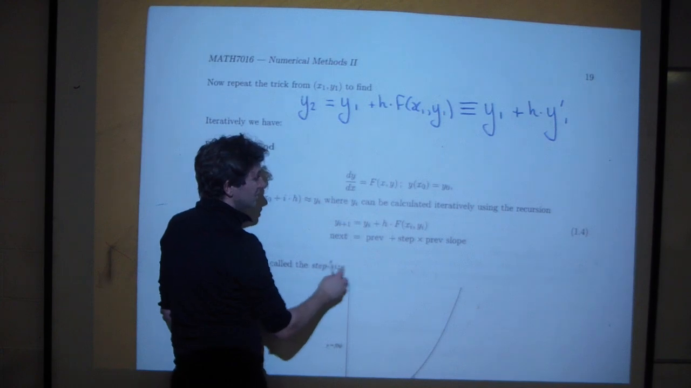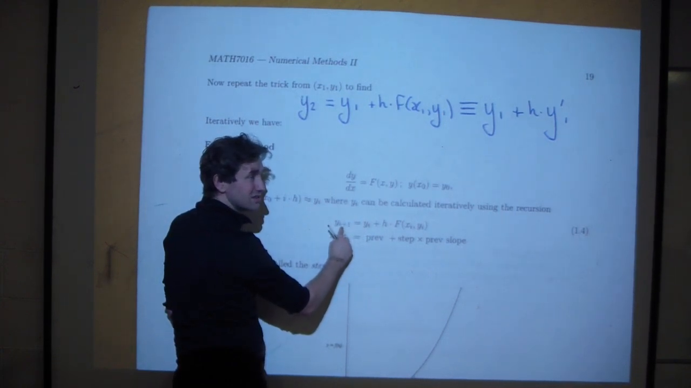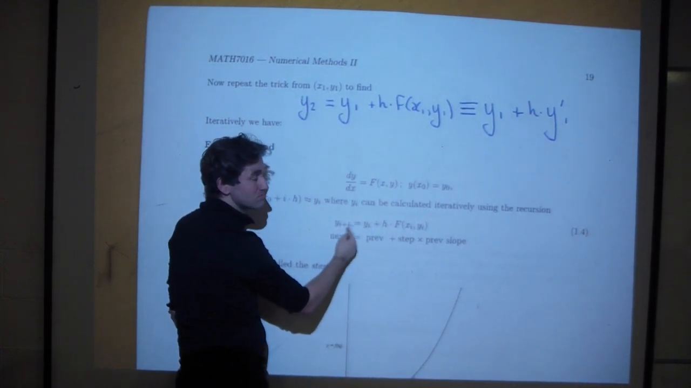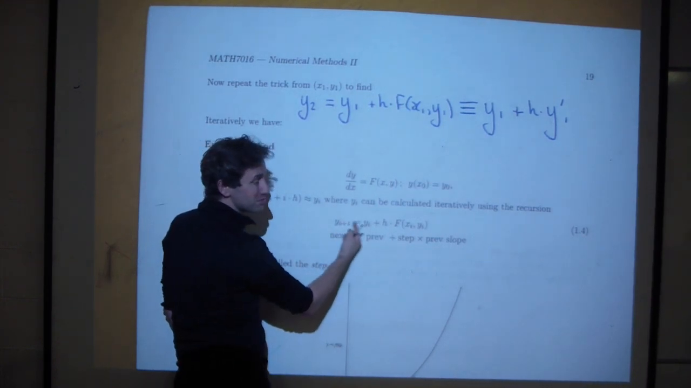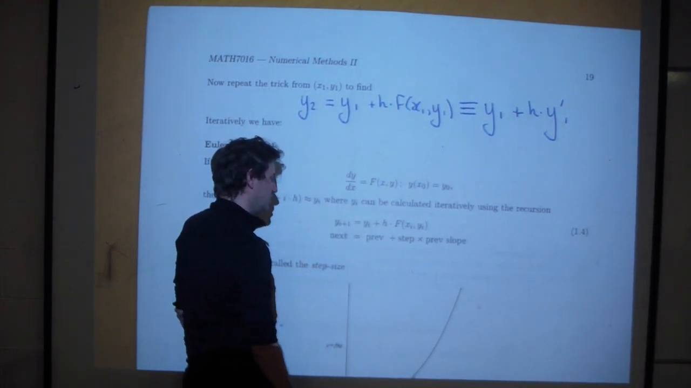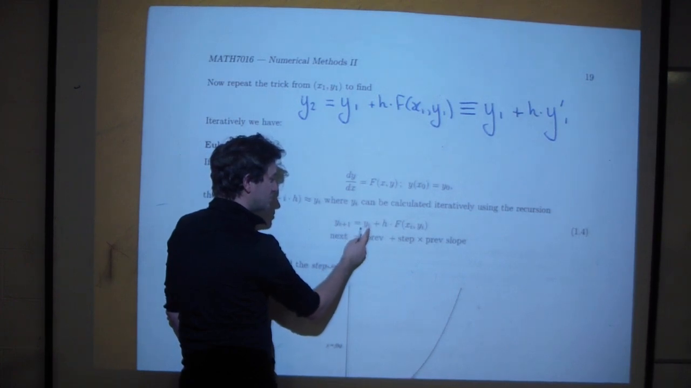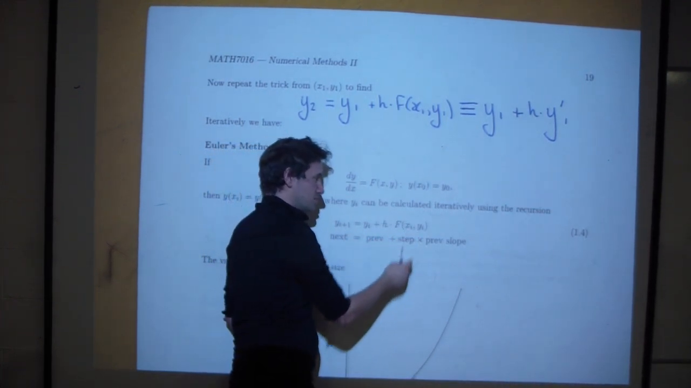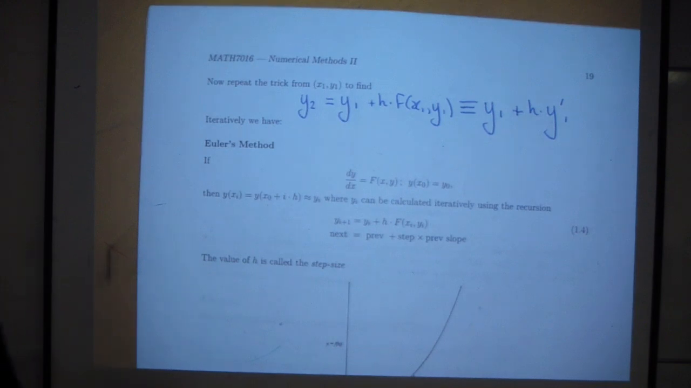Now you could say previous, next. You could say current, next. You could say current, previous. But anyway, there's a difference between them. I like: the next y value is the previous y value plus the step size times the previous slope. Okay.